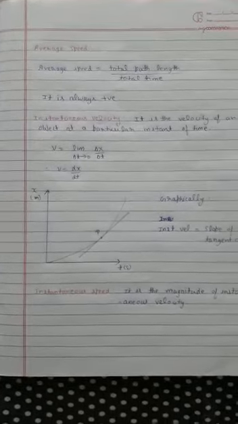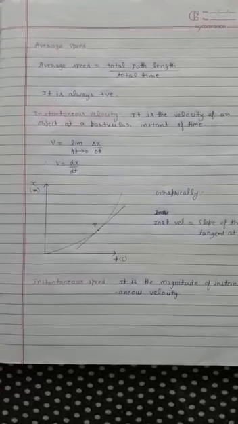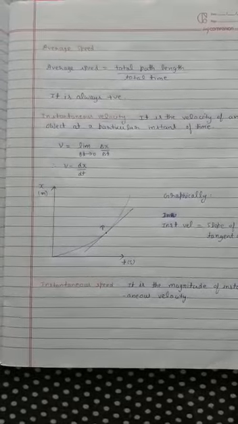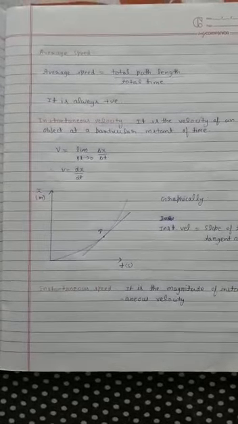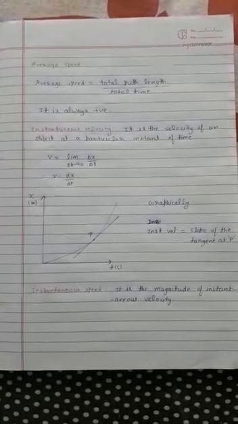Now we can also find it from the graph. Suppose there is a point P on the curve corresponding to any time t. The instantaneous velocity at this instant will be the slope of the tangent at P.